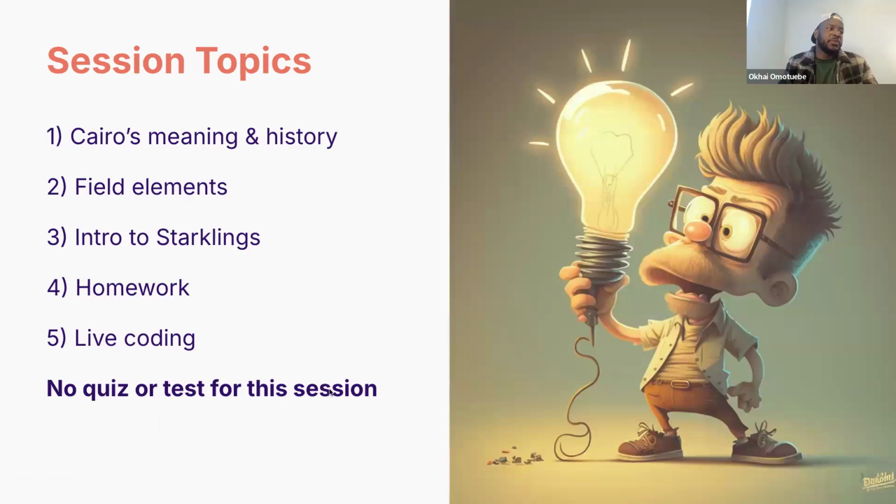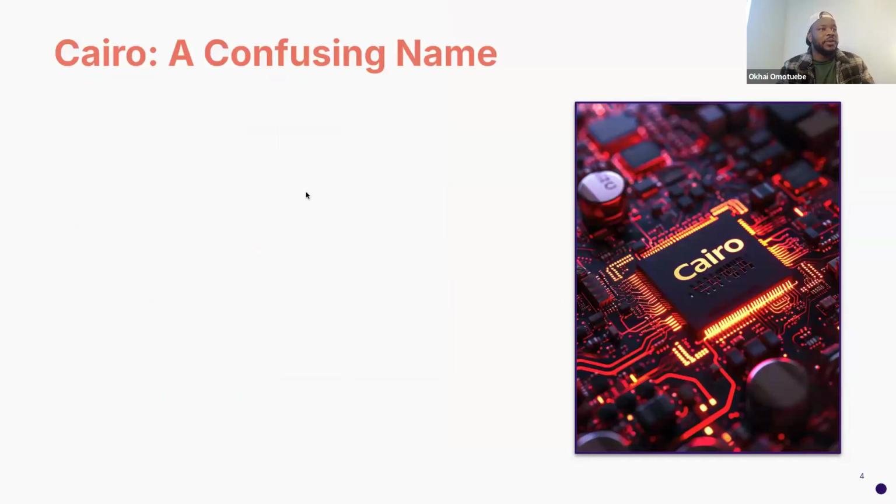For this session's topics, we're going to go over the Cairo meaning and history, field elements, and an introduction to Starklings, which is hands-on. We're going to be solving some problems with Cairo. This is also what you will be required to finish as part of the requirements for graduation. Then there'll be homework to complete the Starklings, which you don't have to turn in until the end of the Basecamp, in about 5 weeks, which is also a live coding session.